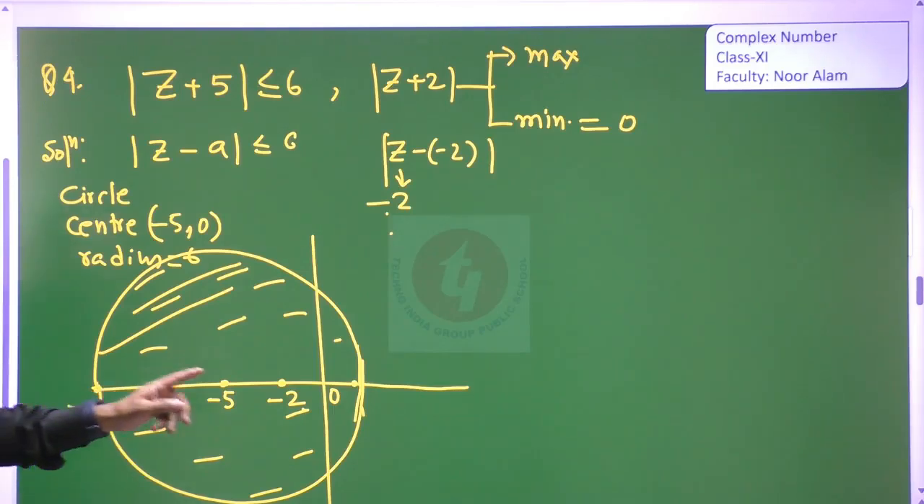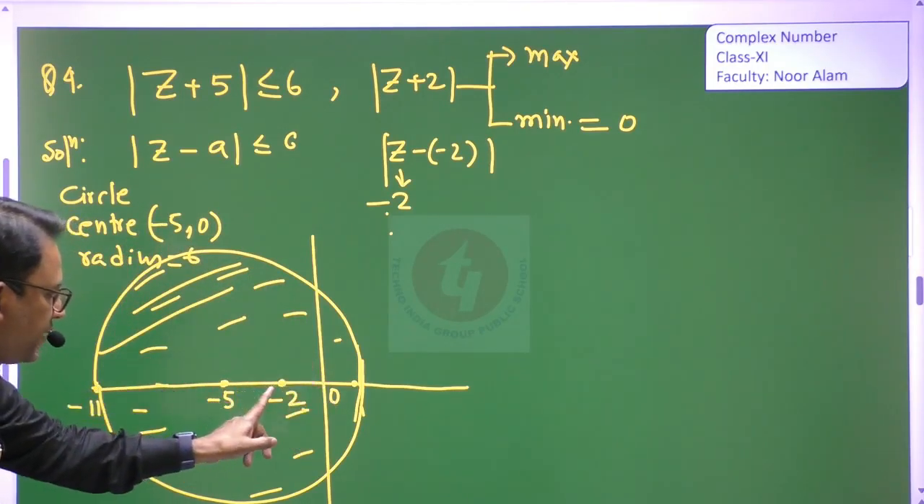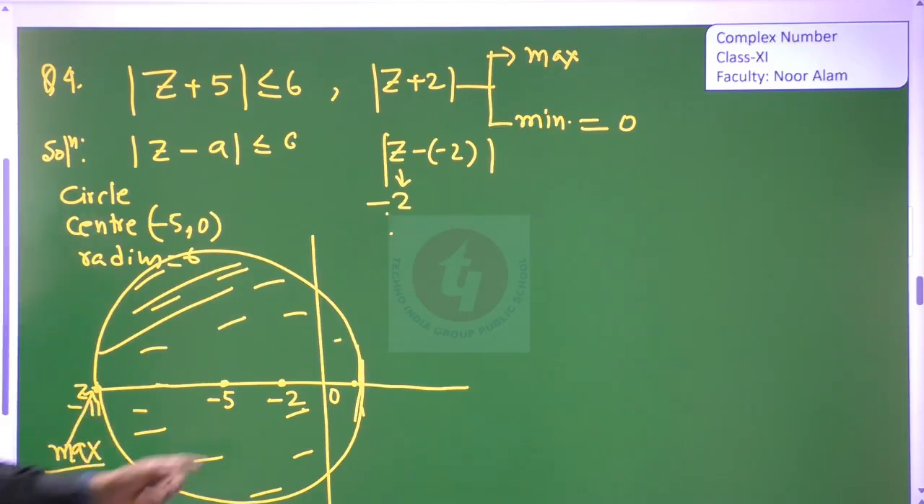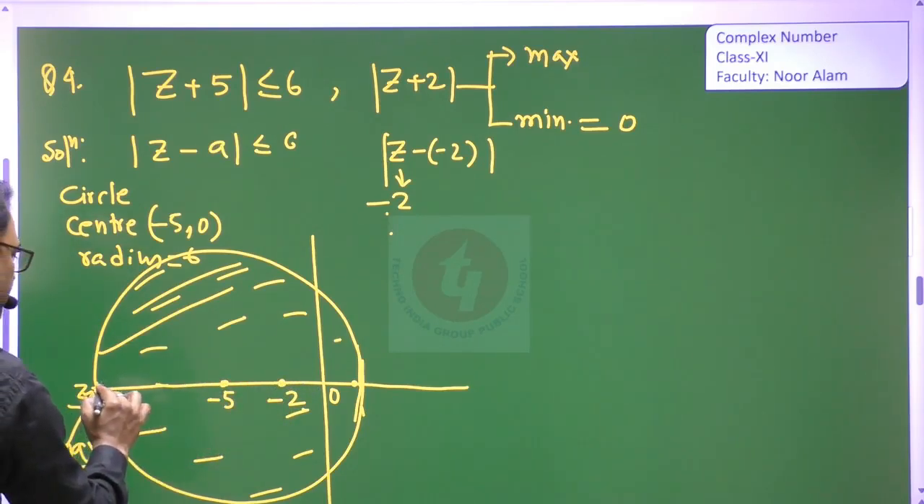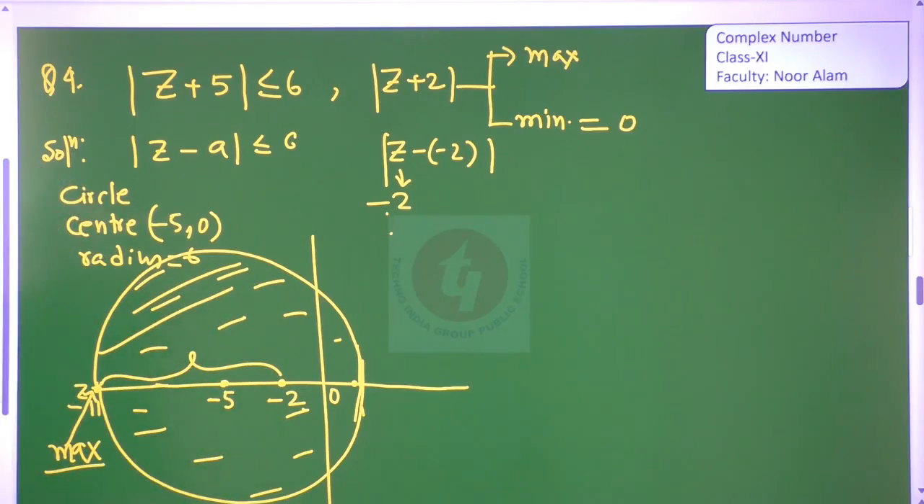Now, what is the maximum distance of minus 2 from this circle? If the point z is here, then this point will indicate the maximum distance from minus 2. If z is here, then the distance will be the maximum. So here it is minus 11, here it is minus 2. Now how can we find out the distance?